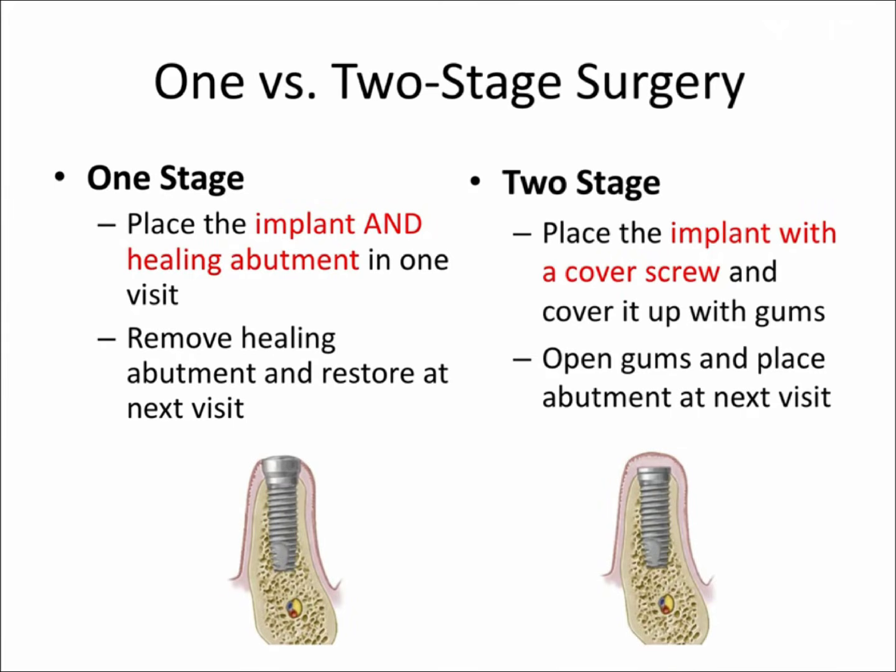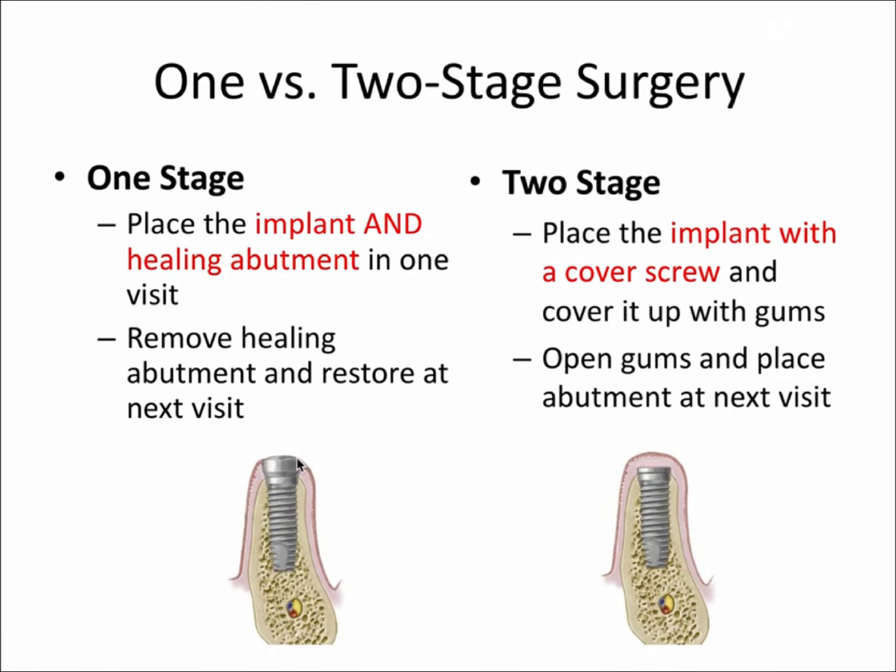All right, now that we're deep into the subject of surgery, let's talk about 1 versus 2 stage surgeries. So 1 stage surgery involves placing the implant and a healing abutment in one visit. The healing abutment, or the healing cap, is shown here, and it sticks out of the gums, essentially like an earring in an ear is the best way I can describe it.